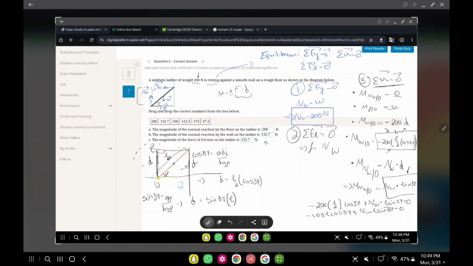You're going to be left with, I'm going to continue up here, NW L sine 37 is equal to 100 L cosine 37. Look at that. You can divide by L on both sides and cancel. So you're going to get NW sine 37 is equal to 100 cosine 37. How do you find NW? NW is equal to 100 cosine 37 divided by sine 37. Let's do it.